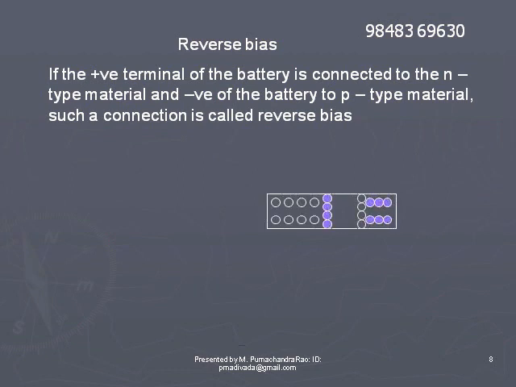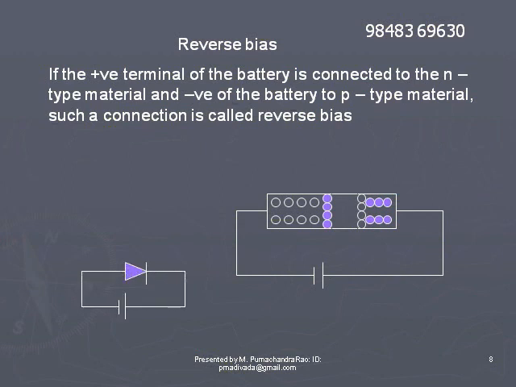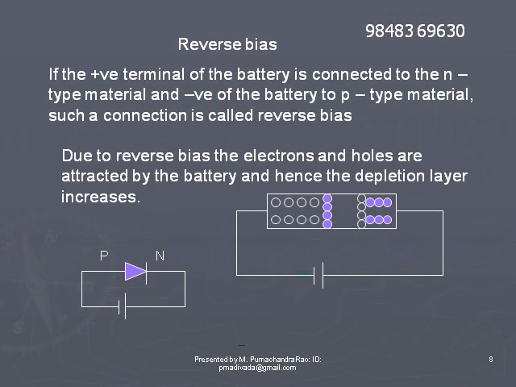Above is the block diagram, below is the circuit diagram. See, positive is connected to n-type and negative is connected to p-type. This is reverse bias. Due to reverse bias, the electrons will be attracted by the positive terminal of the battery and the holes will be attracted by the negative terminal of the battery. So the width of the depletion layer increases.